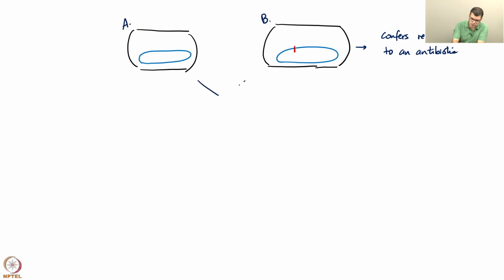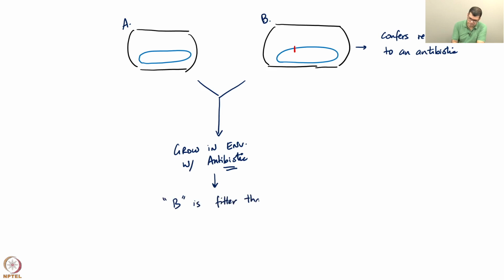If I were to grow them together in an environment with antibiotic, then who do you think is going to flourish and who do you think is going to be weeded out by natural selection? Obviously, individual B, because it is resistant to antibiotic, is fitter in this particular environment as compared to individual A. So, B is fitter than A.